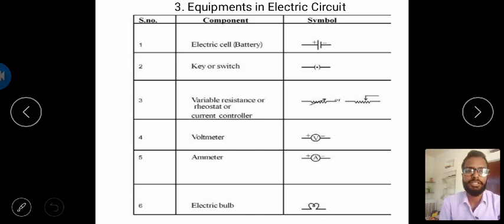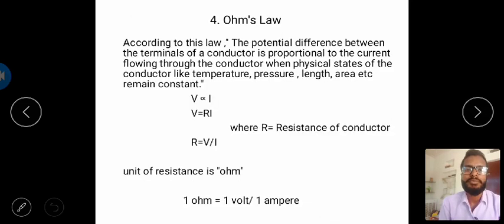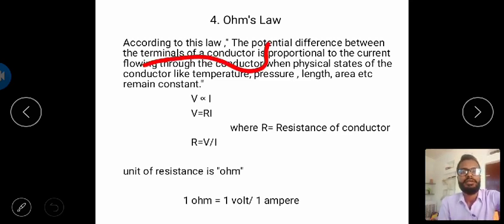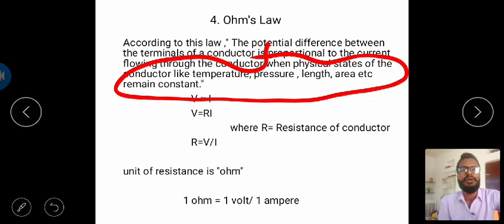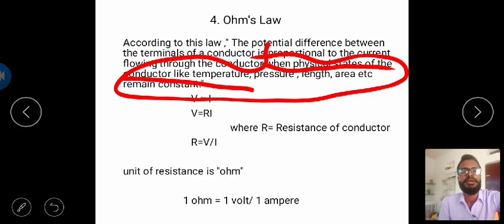These are the symbols in your syllabus, in your standard RBSE book. So we move to the next topic, which is Ohm's law. First of all, there is a condition for Ohm's law, and the condition is this: the physical states of the conductor, like temperature, pressure, length, area, should be constant.